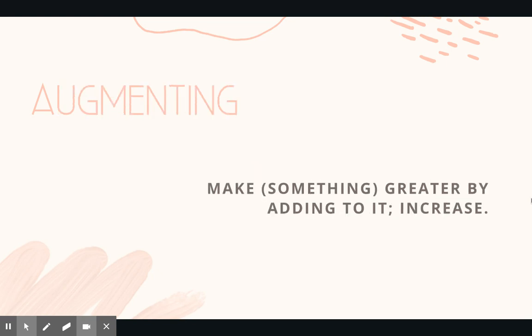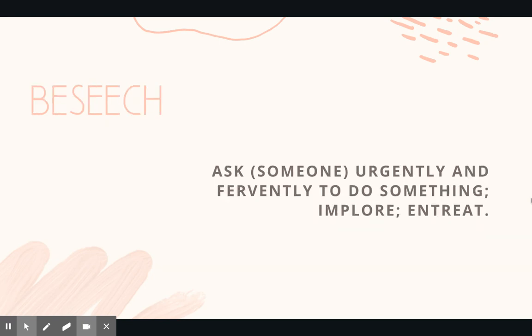Next one is augmenting. Make something greater by adding to it, increase. If you augment something, it makes it larger. You can augment an argument by making it worse, by saying something else, by making that person more angry. Okay. Next word is beseech. Ask someone urgently and fervently to do something, which means that you're basically begging. So if you're beseeching someone, like, I beseech you, please, please, please give me an A in this class, you are basically begging for it.